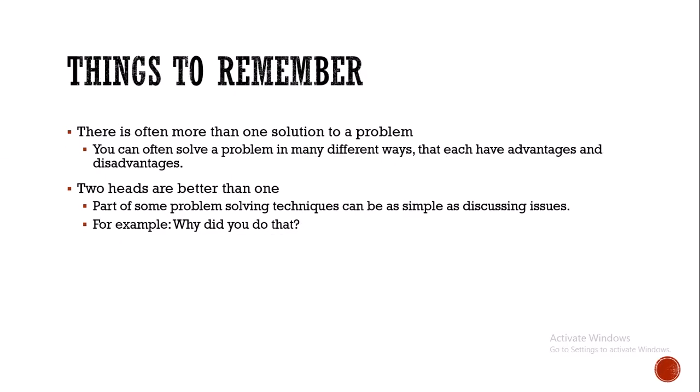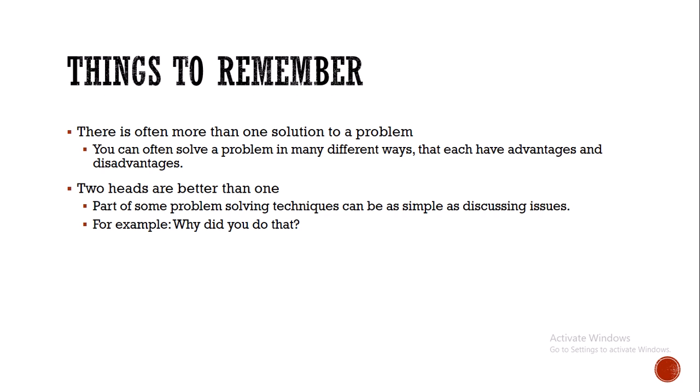Things that we have to remember are that there is often more than one solution to a problem. You can often solve a problem in many different ways that each have advantages and disadvantages. Two heads are better than one. Part of some problem solving techniques can be as simple as discussing issues. This can lead us to our solution. For example, why did you do that? This question, when discussed and brainstormed, usually gives us a path towards our solution.